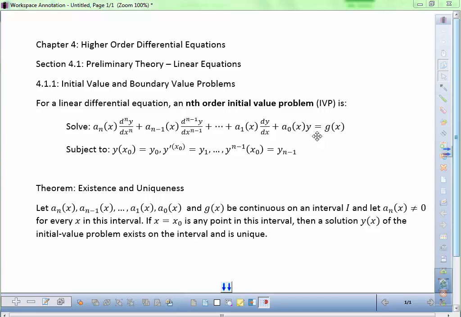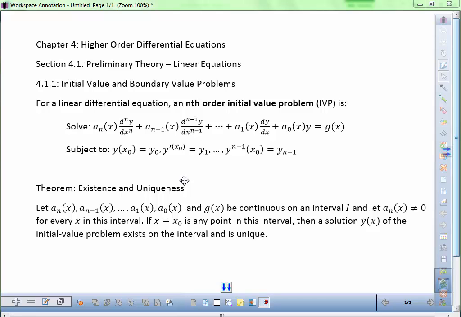So what they're saying is that if we have an nth order differential equation and you have a corresponding n initial conditions, that's what this is saying. This is your initial condition for the original function, for the derivative, and for the n minus first derivative. Then this whole package is an initial value problem, an IVP. So that's the introduction part.